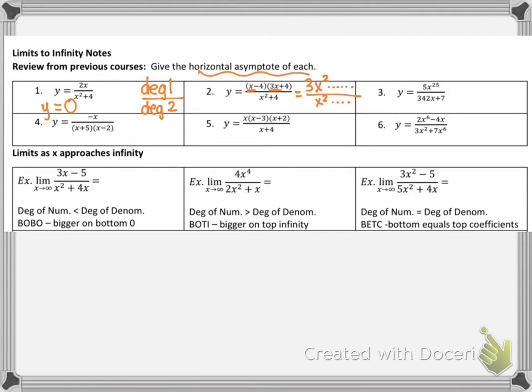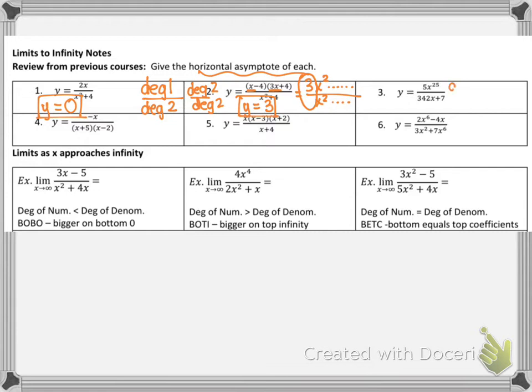If you have an equal degree in the numerator and denominator, degree 2 and degree 2, your horizontal asymptote is the ratio of the leading coefficients. So in this case, the horizontal asymptote is y equals 3 over 1, or just y equals 3.